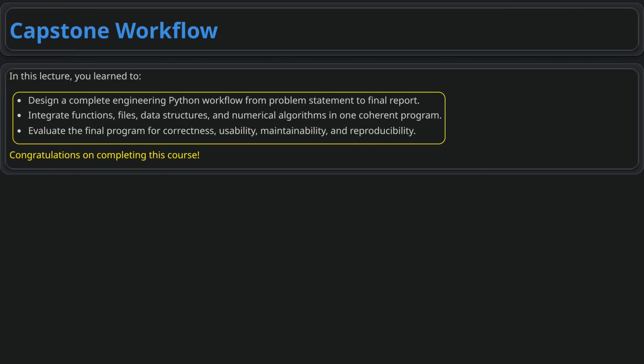In this lecture, you learn to design a complete engineering Python workflow from problem statement to final report, integrate functions, files, data structures, and numerical algorithms in one coherent program, and evaluate the final program for correctness, usability, maintainability, and reproducibility. Congratulations on completing this course.